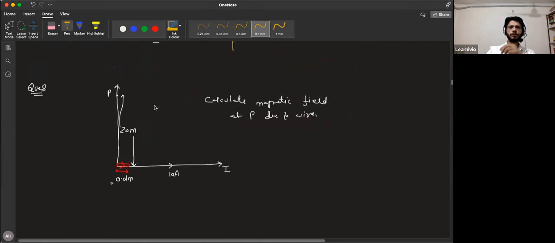Now let's solve this numerical. See, this red one is a small current carrying element. The length of the element is 0.01. This is the current which is flowing through the element. The element is up to here only. You're supposed to calculate the magnetic field at this point P. This separation is, let's say, 10, due to the small wire.